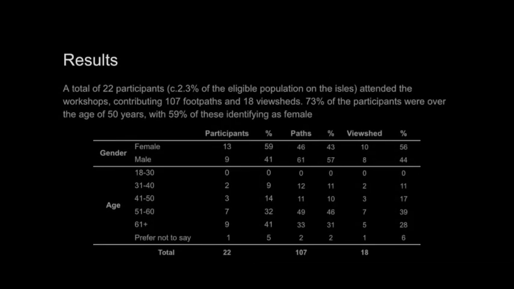So on to the results. Over three workshops, there were 22 participants, which is around 2.3% of the eligible population. Participants contributed 18 viewsheds and 100 footpaths. They were predominantly over 50 years of age, with just over half identifying as female.